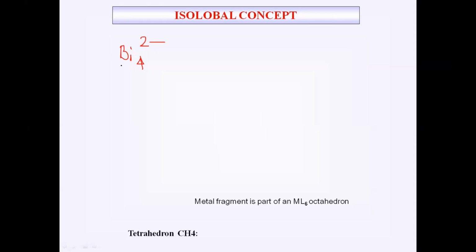Bismuth comes down the group of nitrogen, right? Fifth group, sir. Therefore, this is equivalent to PH, which is equivalent to BH2. So this can be simply written as BH2 4 times, 2 minus.